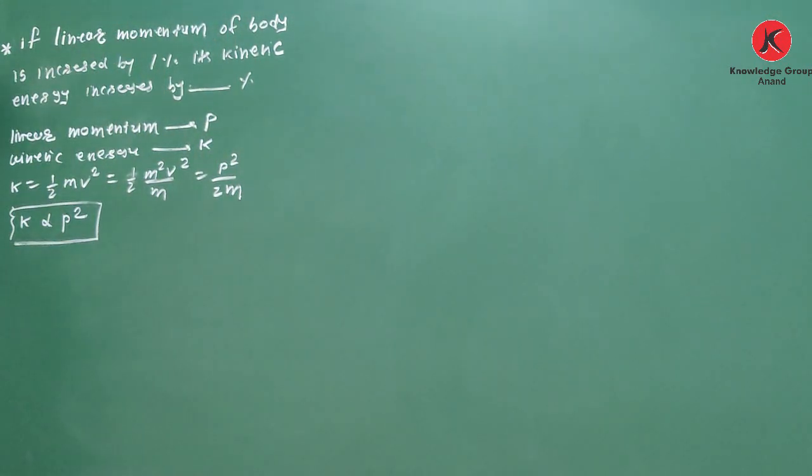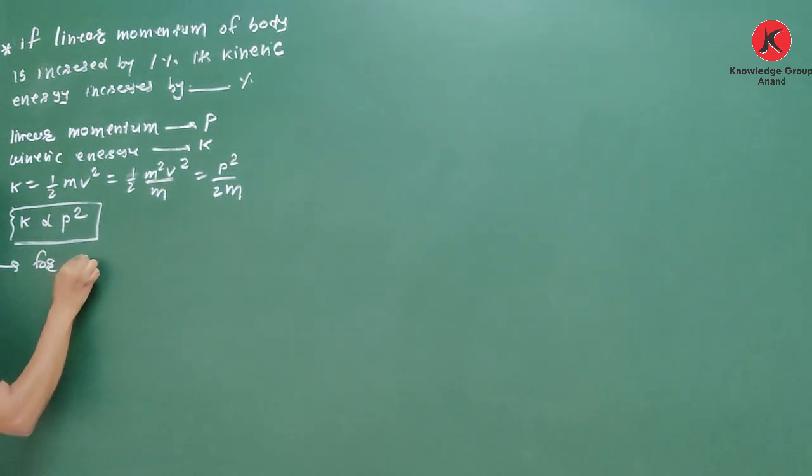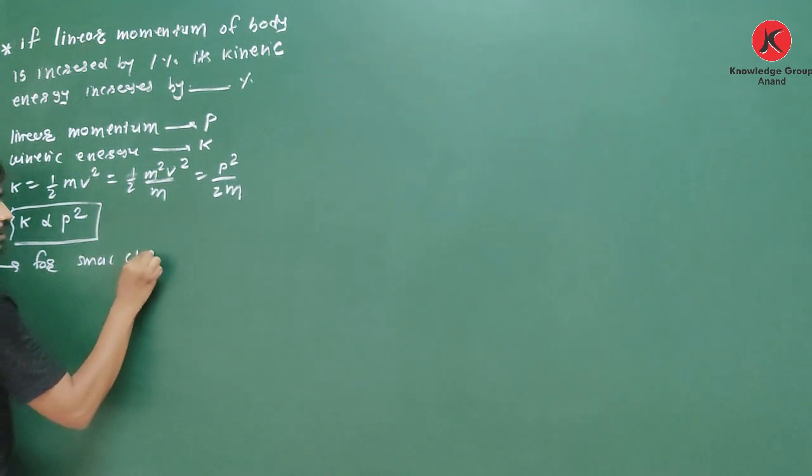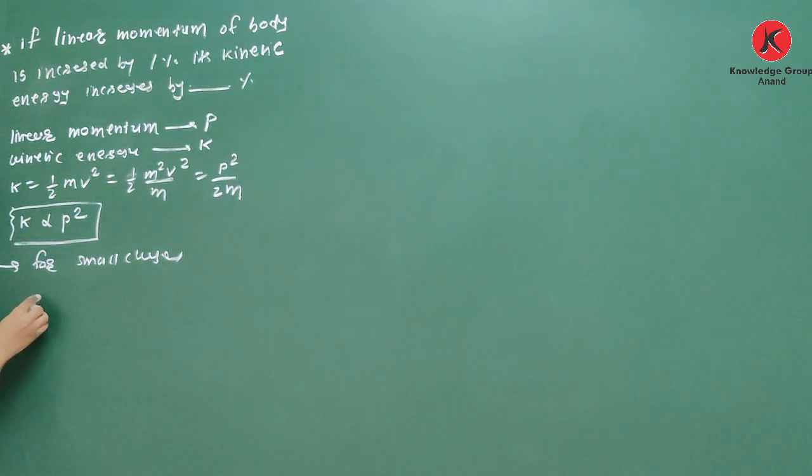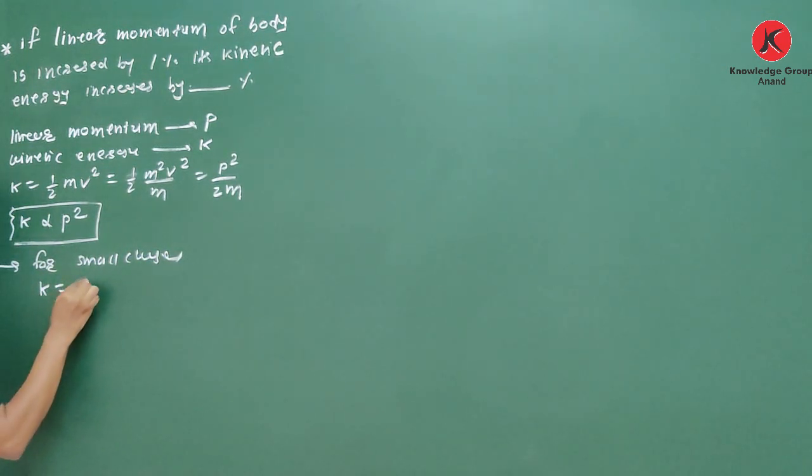Now, see here, if the linear momentum of the body is increased by 1%, it means there is a small change. You have to find the kinetic energy. Then see what the method is. For small changes, write the equation of K, that is K is equal to p square upon 2m.